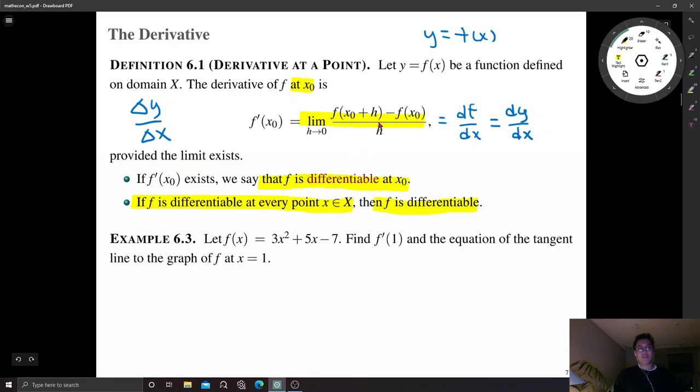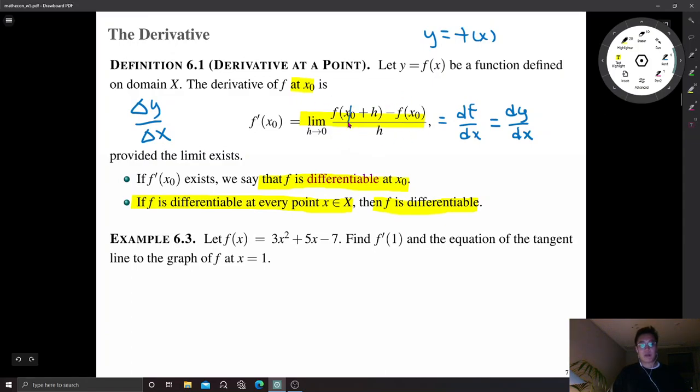Once again, the derivative is the instantaneous rate of change. So the derivative stands for the slope of the tangent line at some specific point. If we have a function f of x given by a quadratic function, then we can find f prime of 1, and we can find the equation of the tangent line to the graph at that point. So first, let me look for the derivative using this definition.